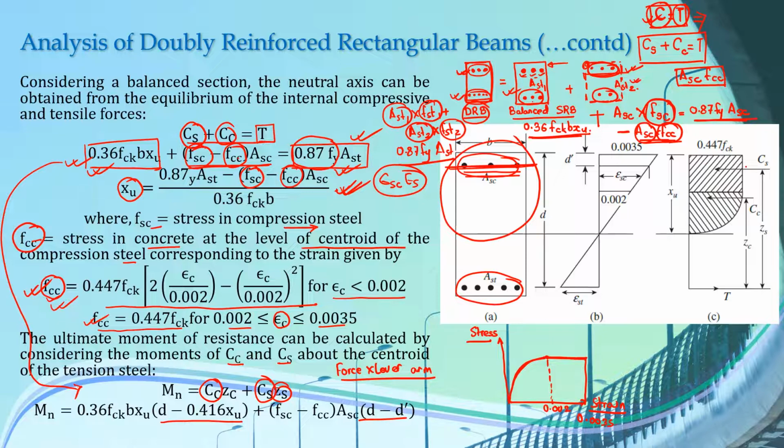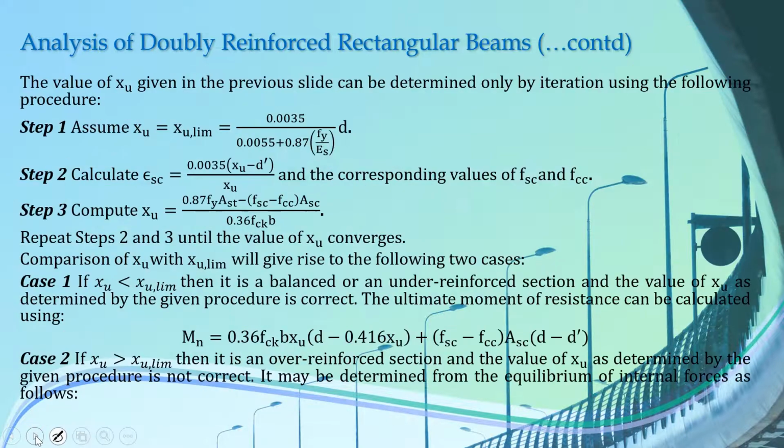That means if our compression steel is at this level, then the distance of this compression steel centroid from the topmost compression fiber is D dash. Hence our lever arm will be this value here, D minus D dash. So this formula gives us the nominal moment resistance of our doubly reinforced beam.